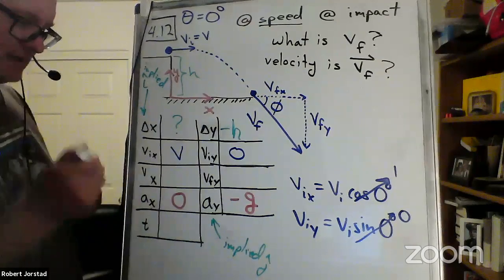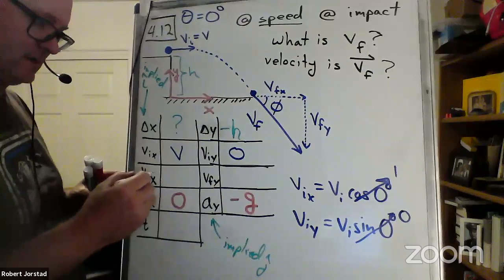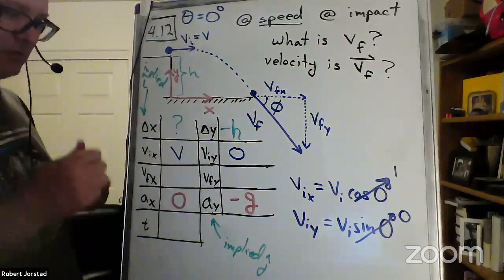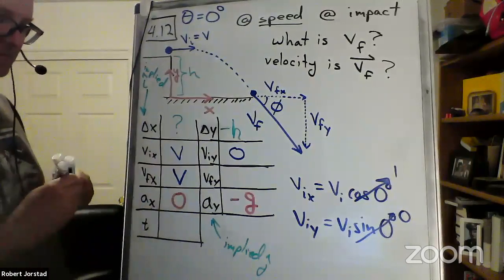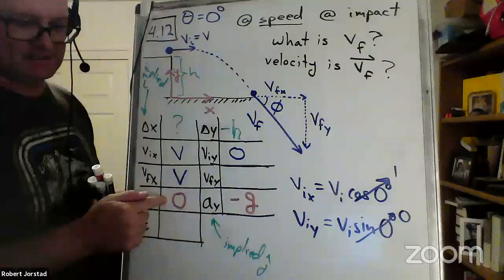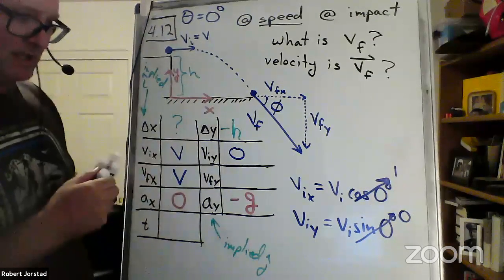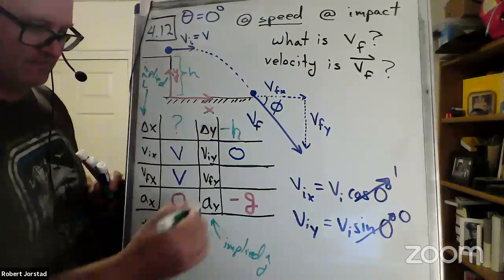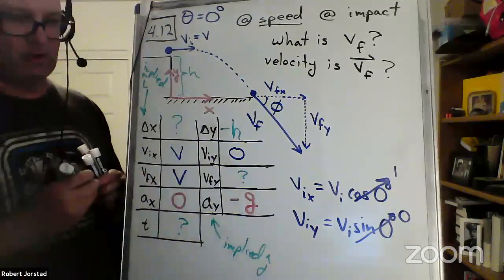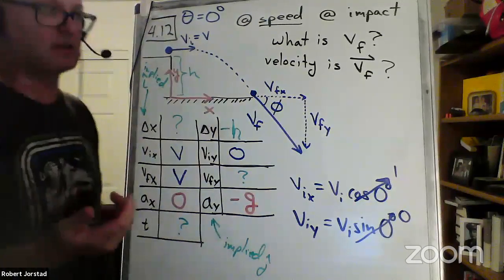V final x is V initial x. Oh, yeah, you're right. That should be a V final right there. Thank you. And how do you know that, or what's your logic? Since it's not accelerating, v is constant. With no acceleration in x, these two have to be the same. Nice job. So then you could bet these other things are unknowns. At this point, reread the problem. What are we looking for?